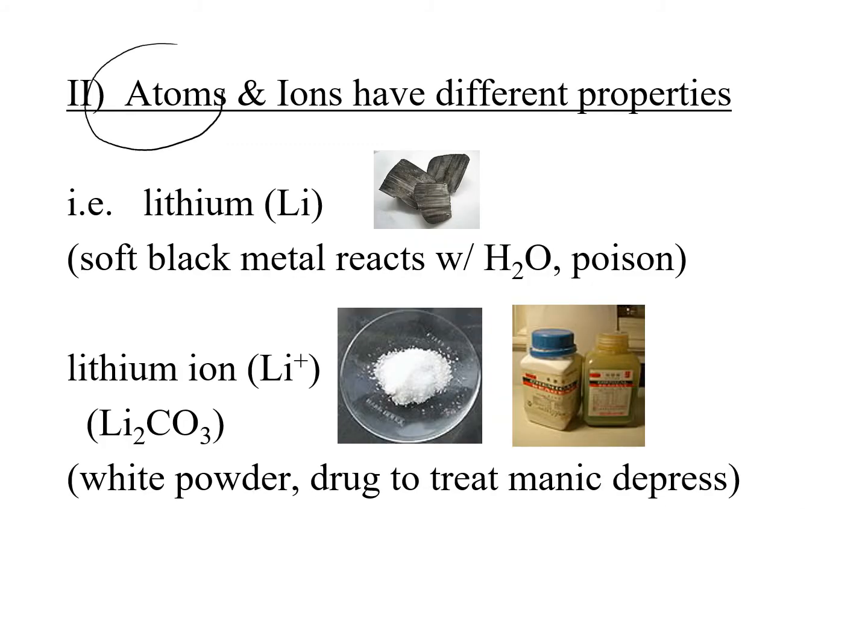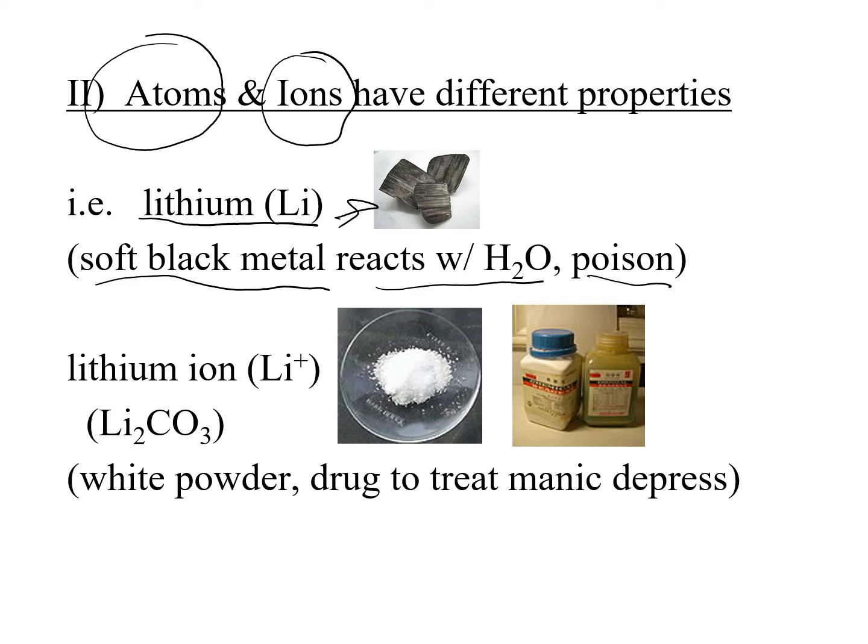Atoms are when we have an equal number of protons and electrons. Ions are when we gain or lose an electron. By gaining or losing that electron, it causes the ion to behave completely differently than the atom. For example, lithium is a soft black metal. It reacts with water, it's very water reactive, and it's also poisonous. However, lithium ion, once we have lost an electron to form that +1 charge, if it's incorporated with carbonate, we get lithium carbonate as our compound, which is a white powder, and it's a drug to treat manic depression.